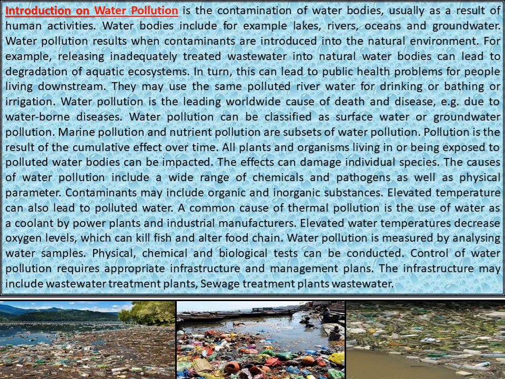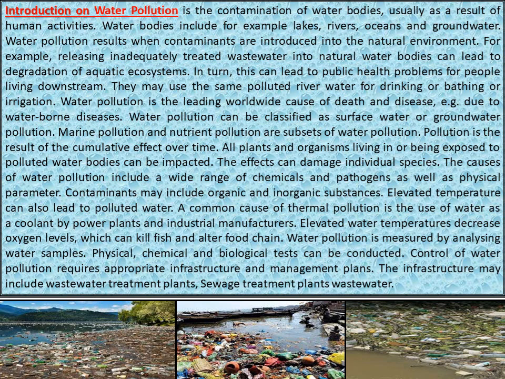Introduction on water pollution. Water pollution is the contamination of water bodies, usually as a result of human activities. Water bodies include, for example, lakes, rivers, oceans, and groundwater. Water pollution results when contaminants are introduced into the natural environment. For example, releasing inadequately treated wastewater into natural water bodies can lead to degradation of aquatic ecosystems. In turn, this can lead to public health problems for people living downstream. They may use the same polluted river water for drinking or bathing or irrigation.